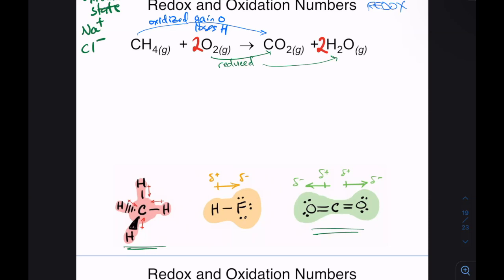So let's write that down. So this is in covalent molecules, right? The electrons are not lost and gained, but the electron density distribution is changing.